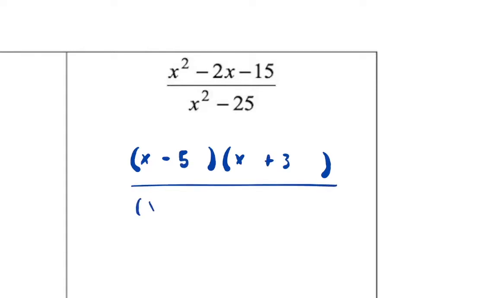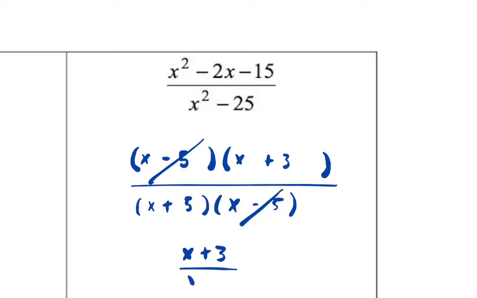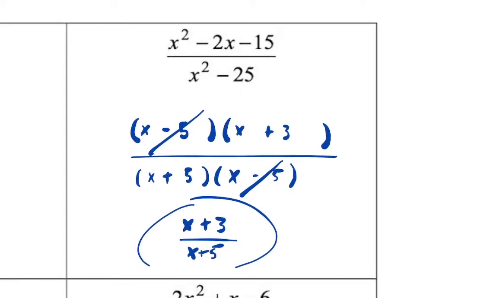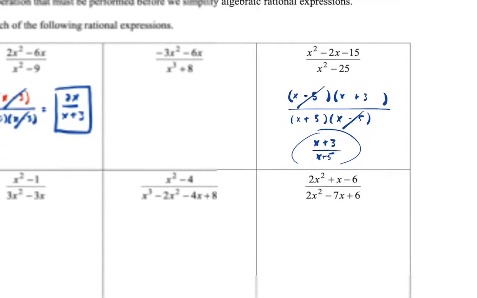On the bottom, we once again have the difference of two squares. Notice how often it comes up. The x minus 5's will cancel. Your final answer here, if all we're being asked to do is simplify, is to have x plus 3 over x plus 5.